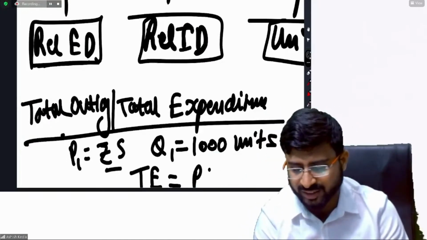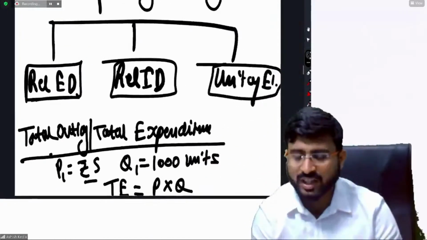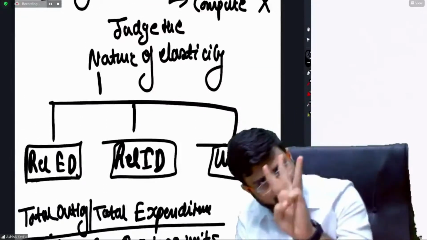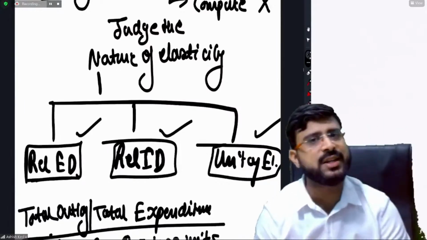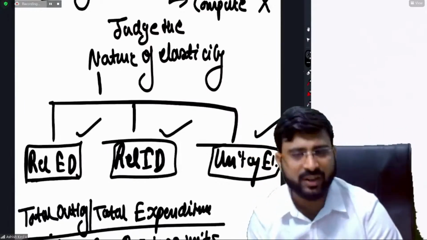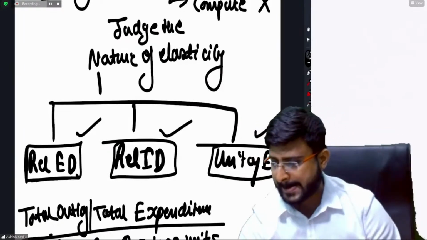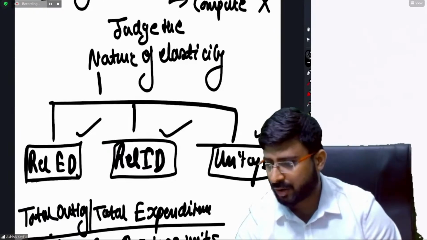So total expenditure is nothing but price into quantity. Write down, everyone. Here, there are only three types. There is no perfect here. In the total outlay method, there are only three types of elasticities: relatively elastic, relatively inelastic, and unitary. There is no perfect elastic and perfect inelastic. No such concept in the total outlay method. Great.